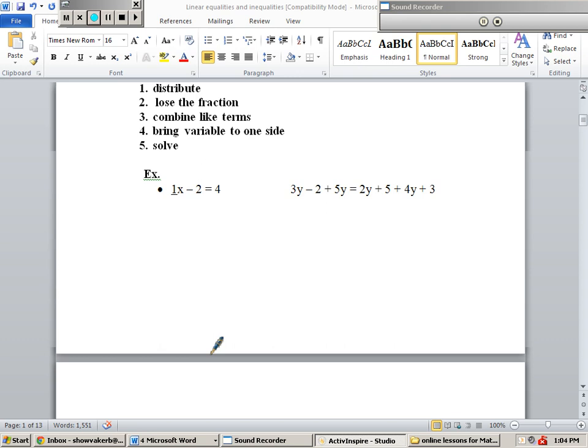On the next one, there's no distributing, there's no fractions, but I can combine terms. 3y and 5y is 8y, minus 2. And 2y and 4y is 6y, and 5 and 3 is 8. Bring variable to one side. I have y's on both sides. I normally bring my variable to the left-hand side. While I'm doing that, I take my constant and move it to the right side. I get 2y equals 10. Divide by 2, y is 5.